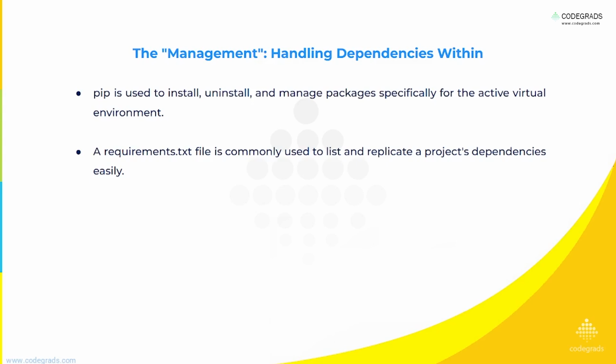Now the management, handling dependencies within. pip is used to install, uninstall and manage packages specifically for the active virtual environment, and a requirements.txt file is commonly used to list and replicate a project's dependencies easily. If you need to install any package, we need to use pip. Suppose I want to install pandas, so I will say pip install pandas. And for uninstalling, suppose I want to uninstall pandas, so pip uninstall pandas. So this is how we can manage packages specifically for the active virtual environment.